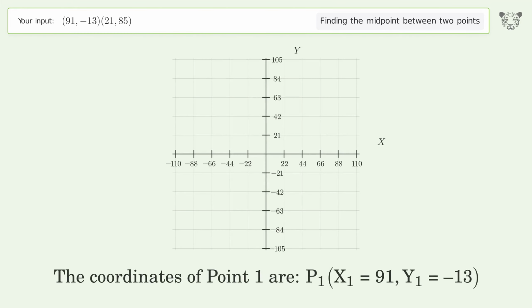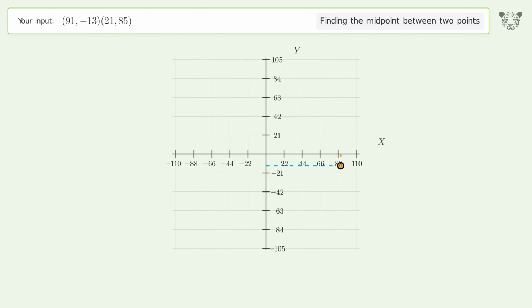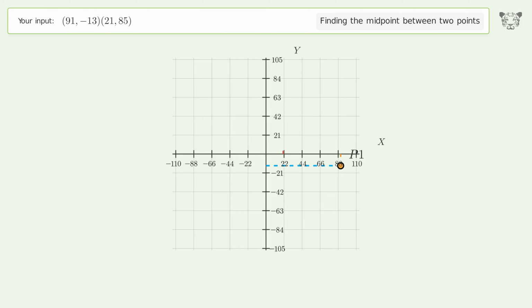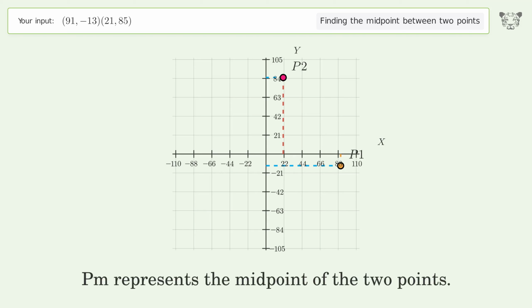The coordinates of point 1 are x1 equals 91, y1 equals -13. The coordinates of point 2 are x2 equals 21, y2 equals 85. PM represents the midpoint of the 2 points.